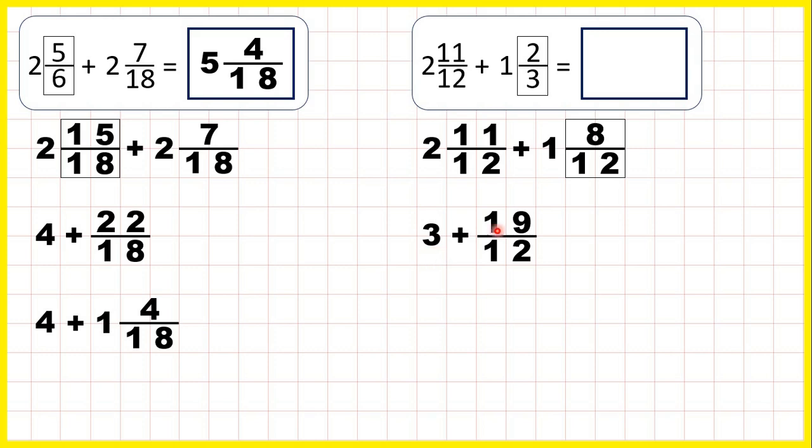So rather than 3 and 19/12, we have 3 plus 1 and 7/12, because 19 divided by 12 is 1 remainder 7, so that's 1 and 7/12 as a mixed number. So now 3 plus 1 is 4 and 7/12, so that's our answer.